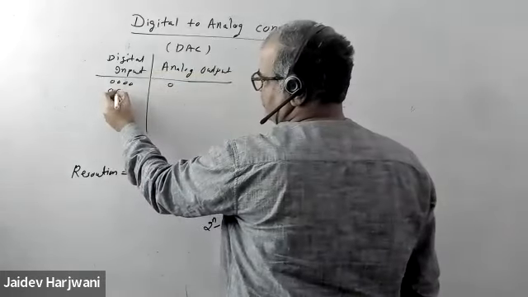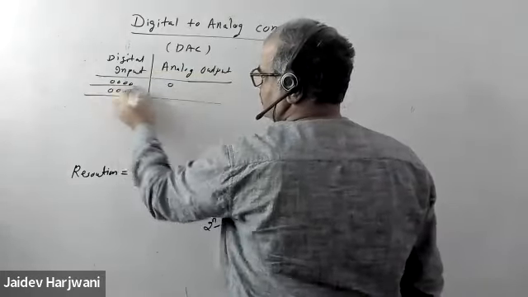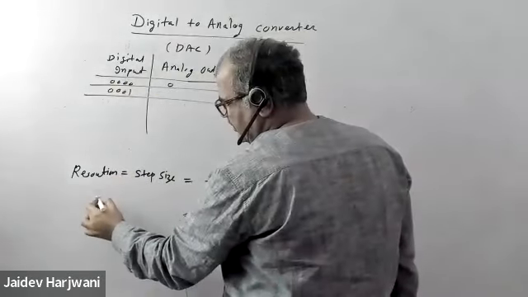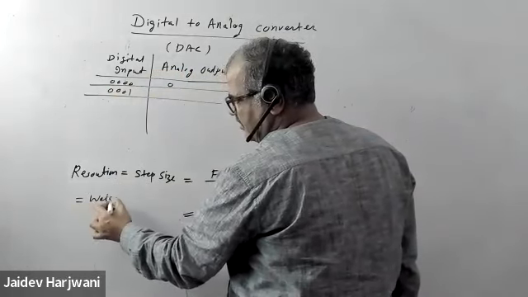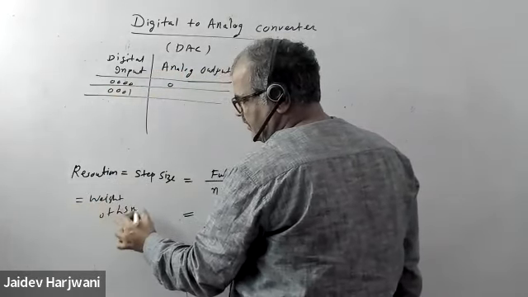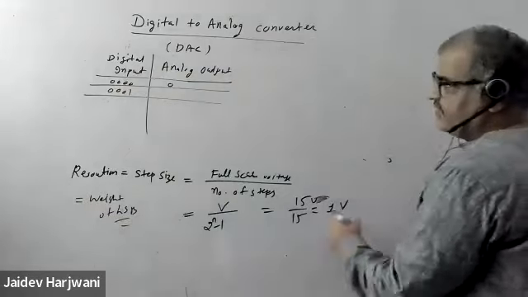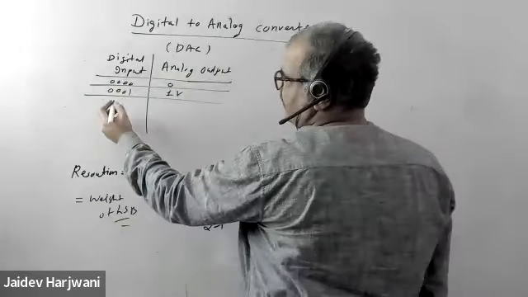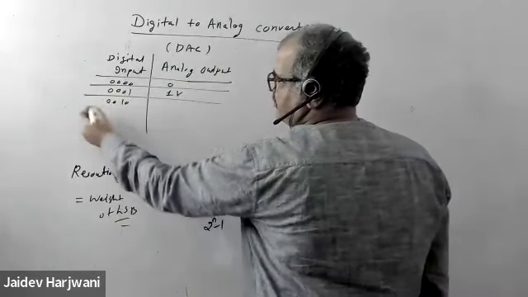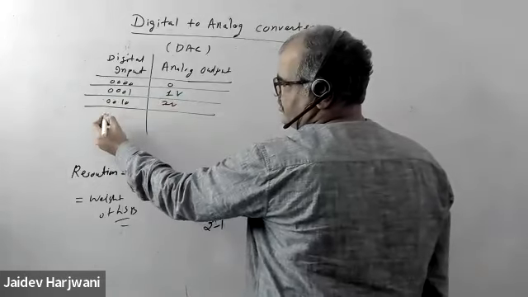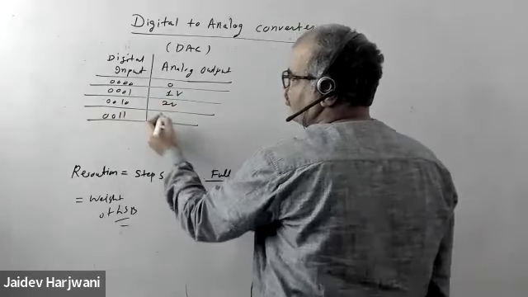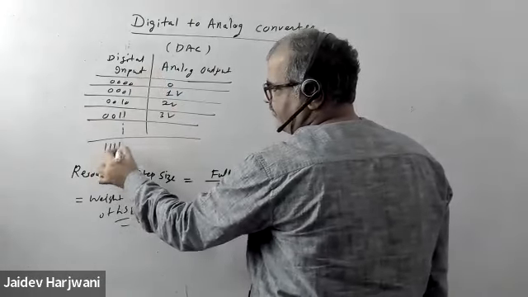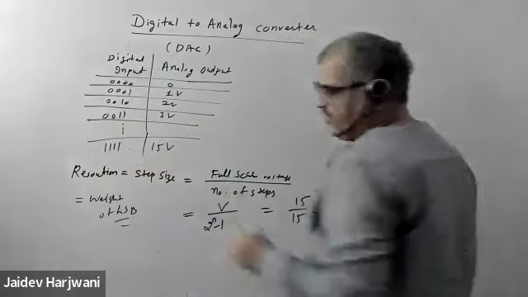Now suppose you have 0001. So this is the LSB. So step size or resolution is also equal to the weight of the LSB. The weight of the LSB is 1 volt, so you will get an output equal to 1 volt. Similarly, if you have 0010, you will get an output of 2 volts. If you have 0011, you will get an output of 3 volts. And so on, for 1111 you will get the full scale voltage equal to 15 volts.